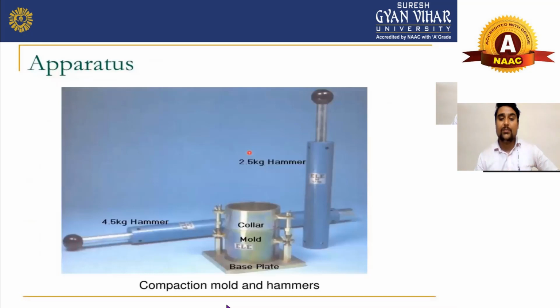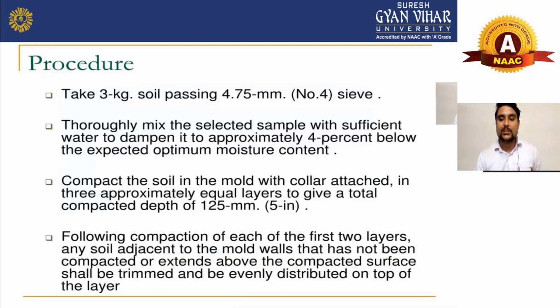Now we will see the apparatus which we use during this test. Here is a hammer, and the weight of the hammer is 2.5 kg. The upper part is the collar, the bottom part is the mold, and this is your base plate. In many exams this type of question has been asked: what is the weight of the hammer? Then you have to remember the weight of the hammer is equal to 2.5 kg.